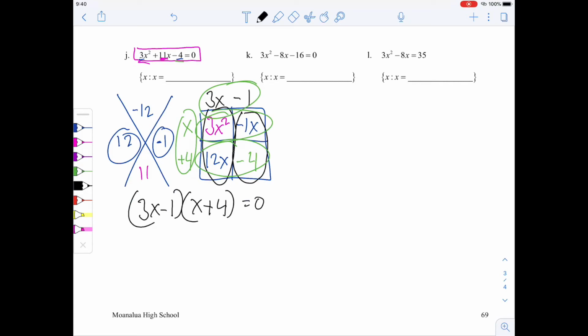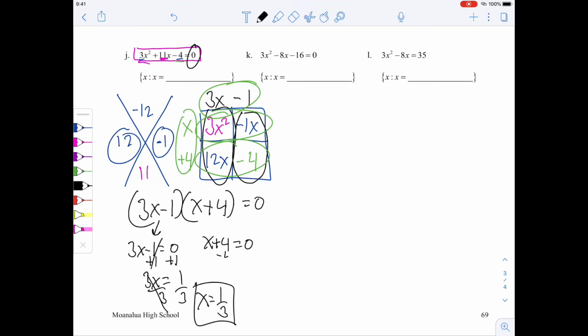And it's going to be equal to 0 because it's equal to 0 on that side, right? So now you just set each one to 0. So 3x minus 1 equals 0. x plus 4 equals 0. Solve it, right? Plus 1 to both sides. 3x equals 1, divide by 3, x equals 1/3. That's one of your zeros. This one you subtract 4 from both sides, x equals negative 4. So those are your two zeros, right? It's going to be negative 4 and positive 1/3. So those are your two zeros right there, okay?